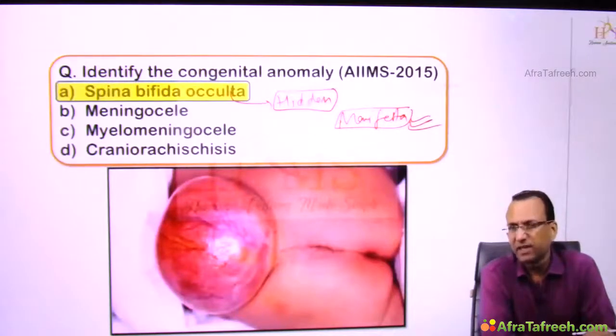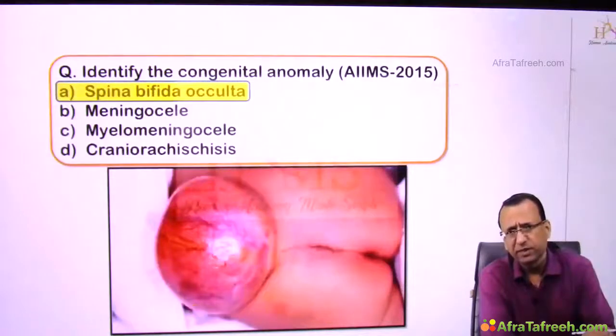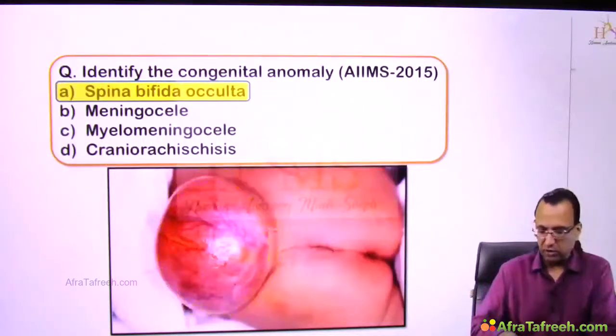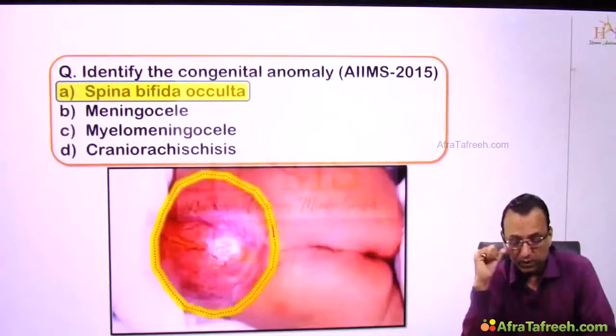Occulta means hidden. Is it hidden? Can you see it is hidden? It is such a big cyst there. It is spina bifida cystica. So if it is spina bifida cystica or spina bifida manifesta, it is already manifested. So it is not occulta.